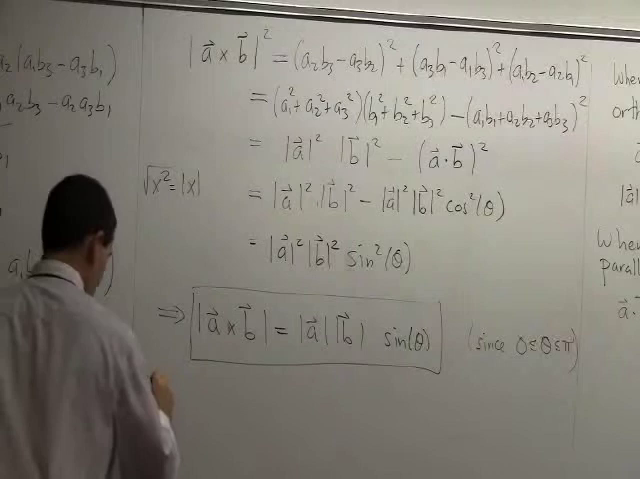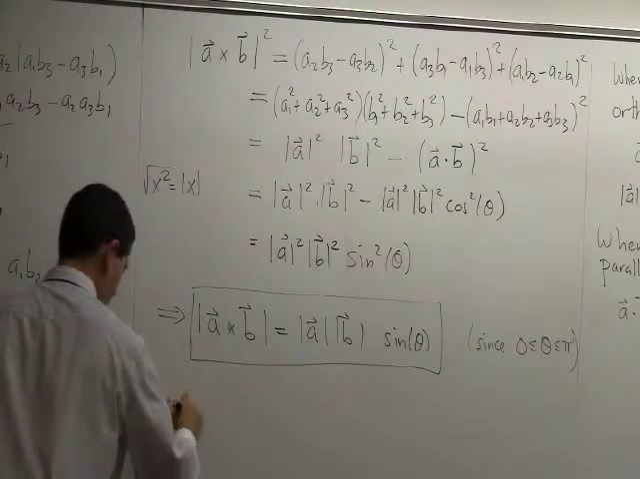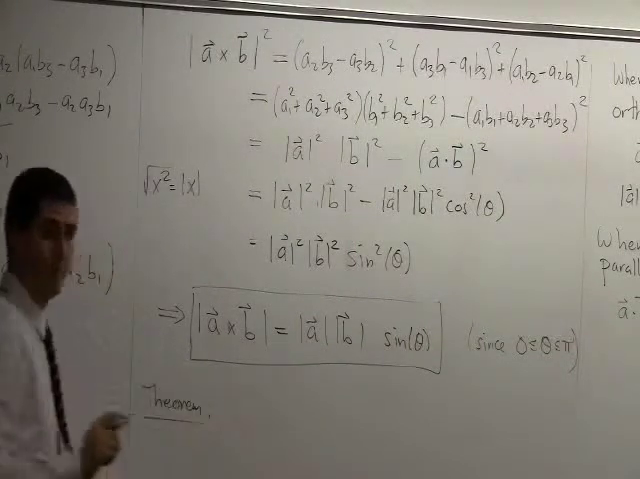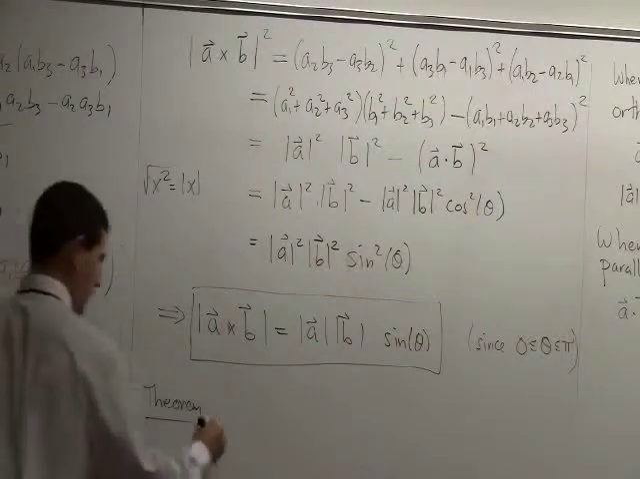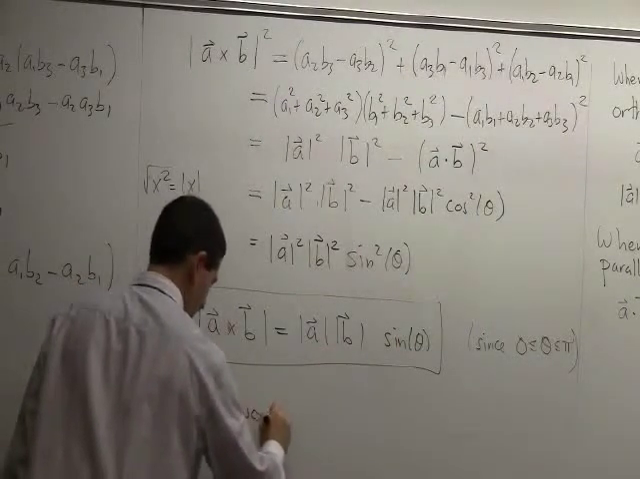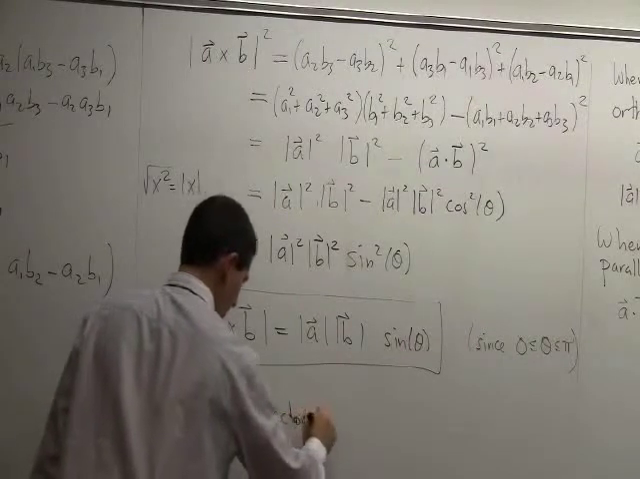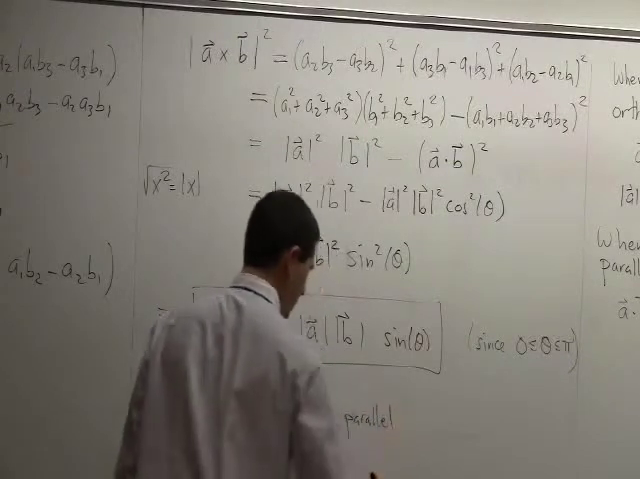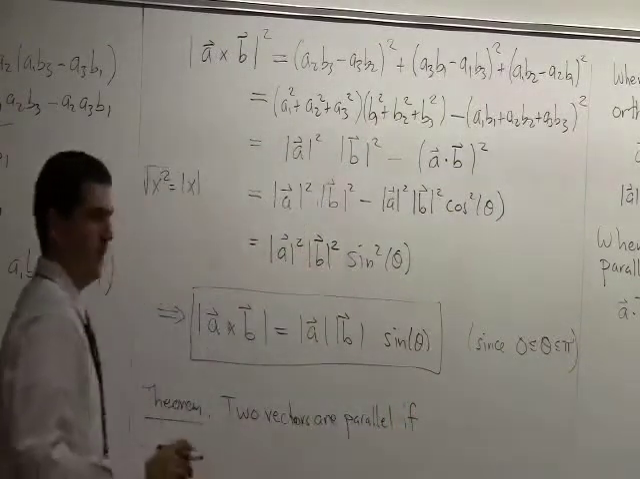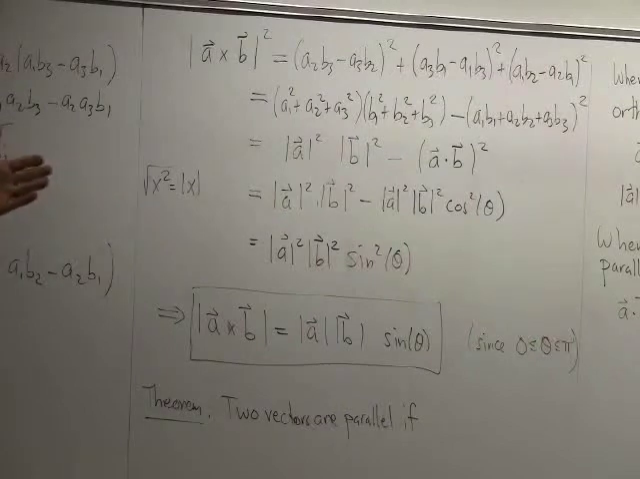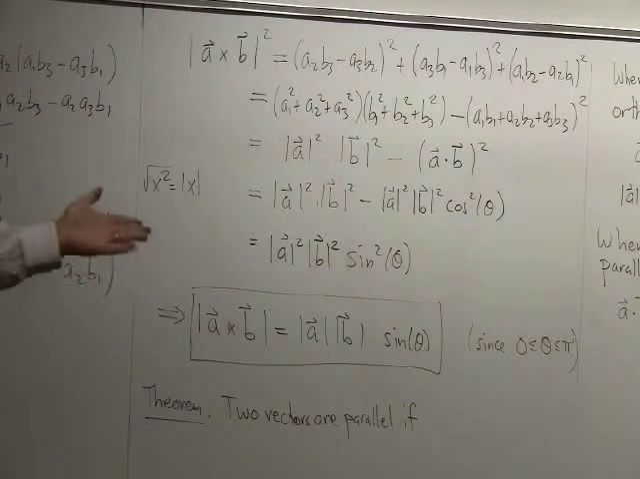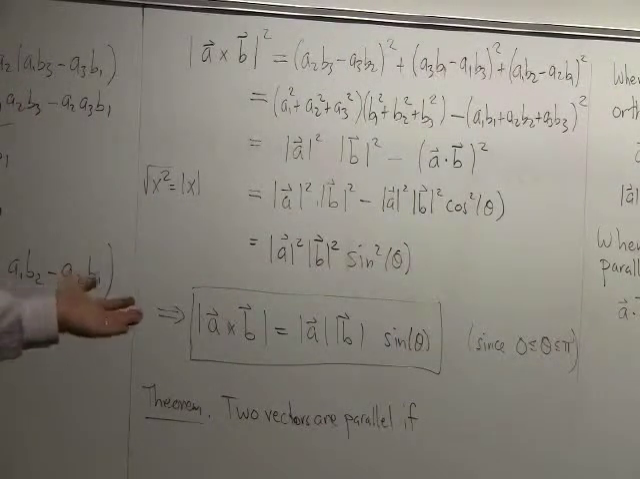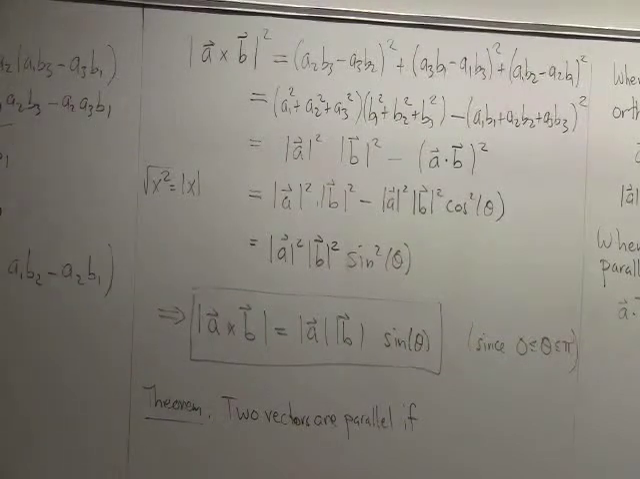Okay, and so the theorem that we can prove from this is that two vectors are parallel if, well, if they're parallel, that means that the angle between them is either 0 or pi. But whether it's 0 or pi, the sine is 0. Right? Sine of 0 is 0, sine of pi is 0.